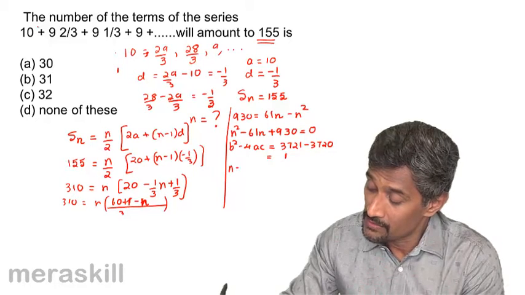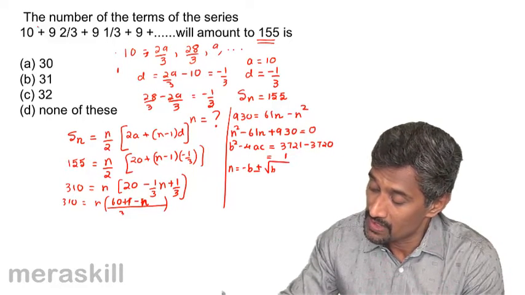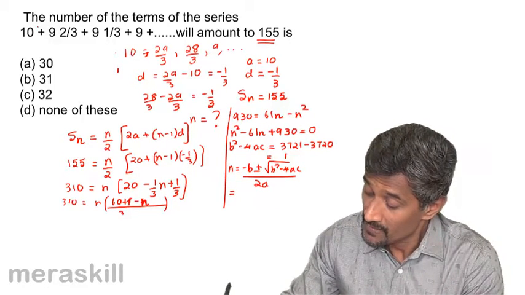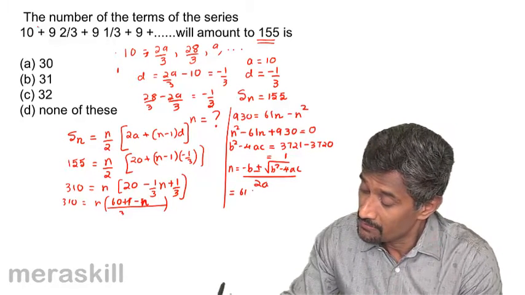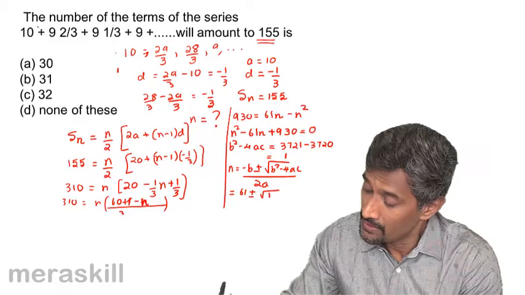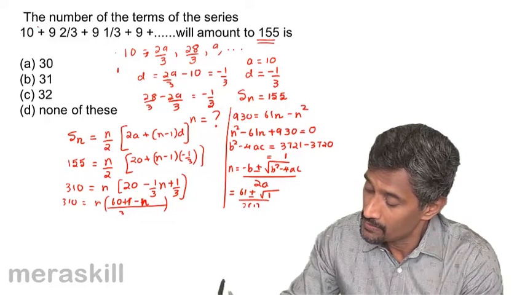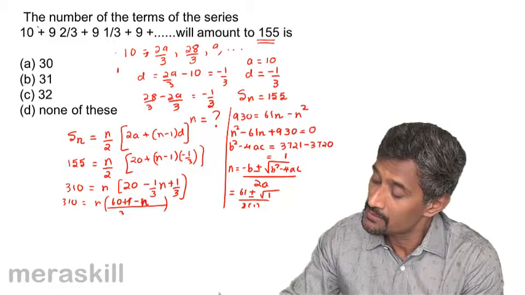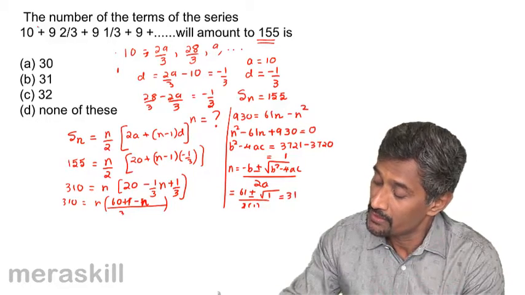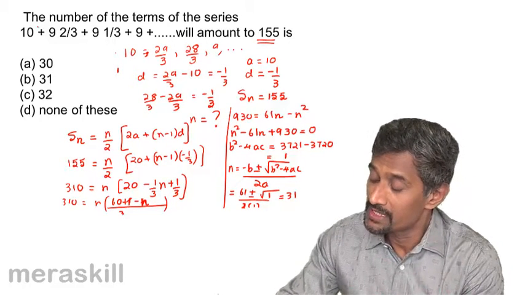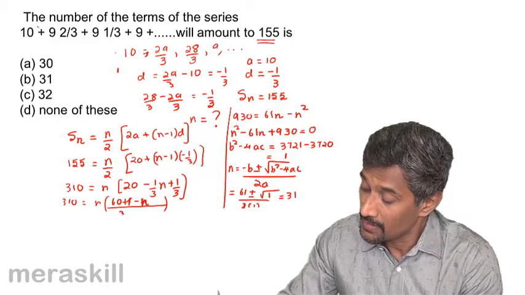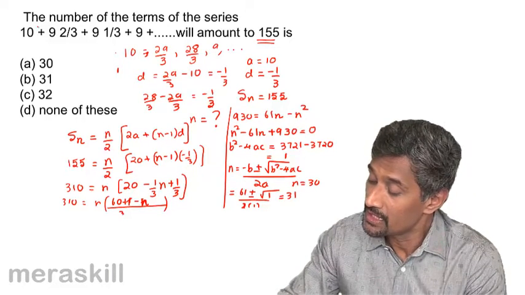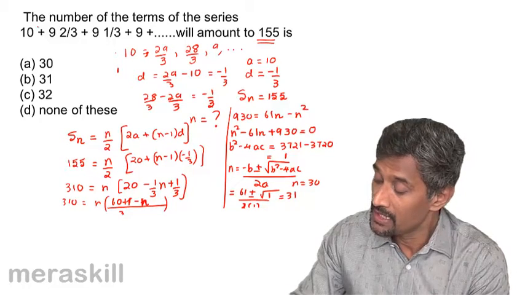So in that case, n is going to be minus b plus or minus root b square minus 4ac upon 2a, which will turn out to be 61 plus or minus root 1 by 2 into 1. So it's going to be 61 plus 1 by 2, that is 62 by 2, 31, or 61 minus 1, 60 by 2, 30. So n could be 30 or n could be 31.